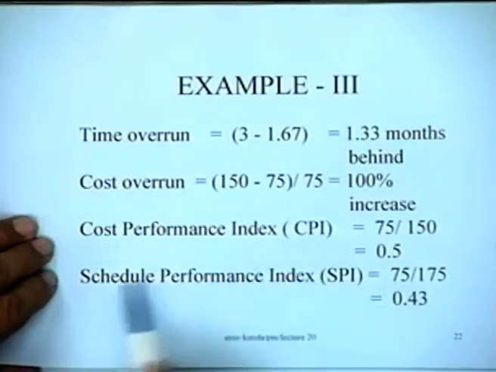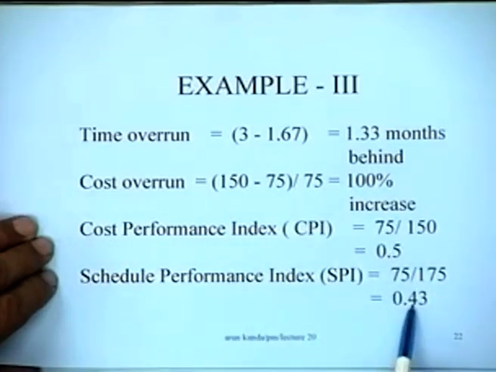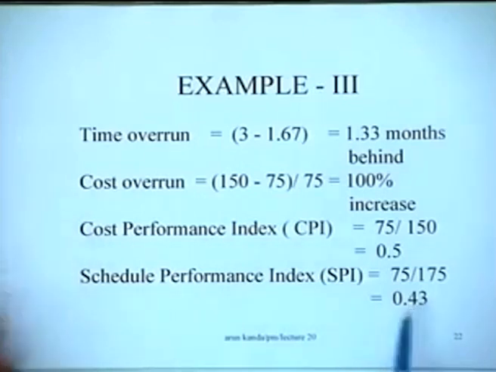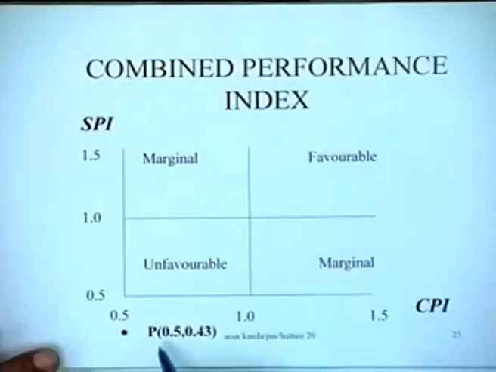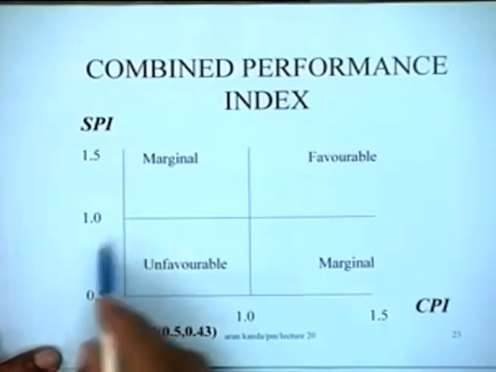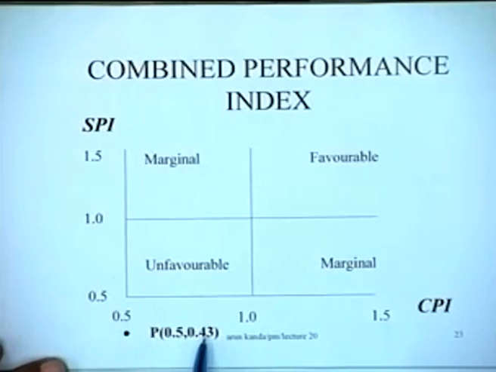Similarly, the cost performance index and the schedule performance index are just 0.5 and 0.43 respectively, corresponding to these two figures. So you can see that with this performance, the combined performance index on the graph actually falls in the unfavorable region at this point, which is a very unfavorable situation, with both 0.5 and 0.43. So something has to be done to improve the project.